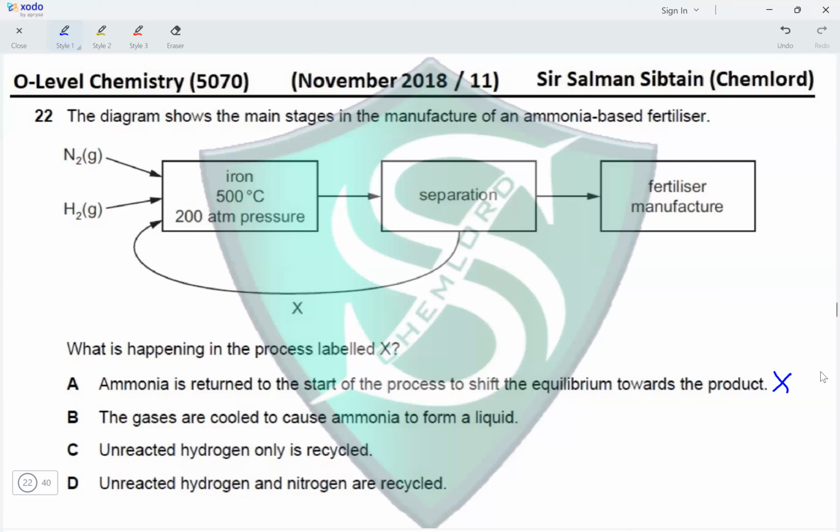The gases are cooled to cause ammonia to form a liquid. That is happening for ammonia in a separate part of the setup. Unreacted hydrogen only is recycled. No, both nitrogen and hydrogen are recycled. Unreacted hydrogen, nitrogen are recycled. Yes. So this makes option D the correct option for this question.